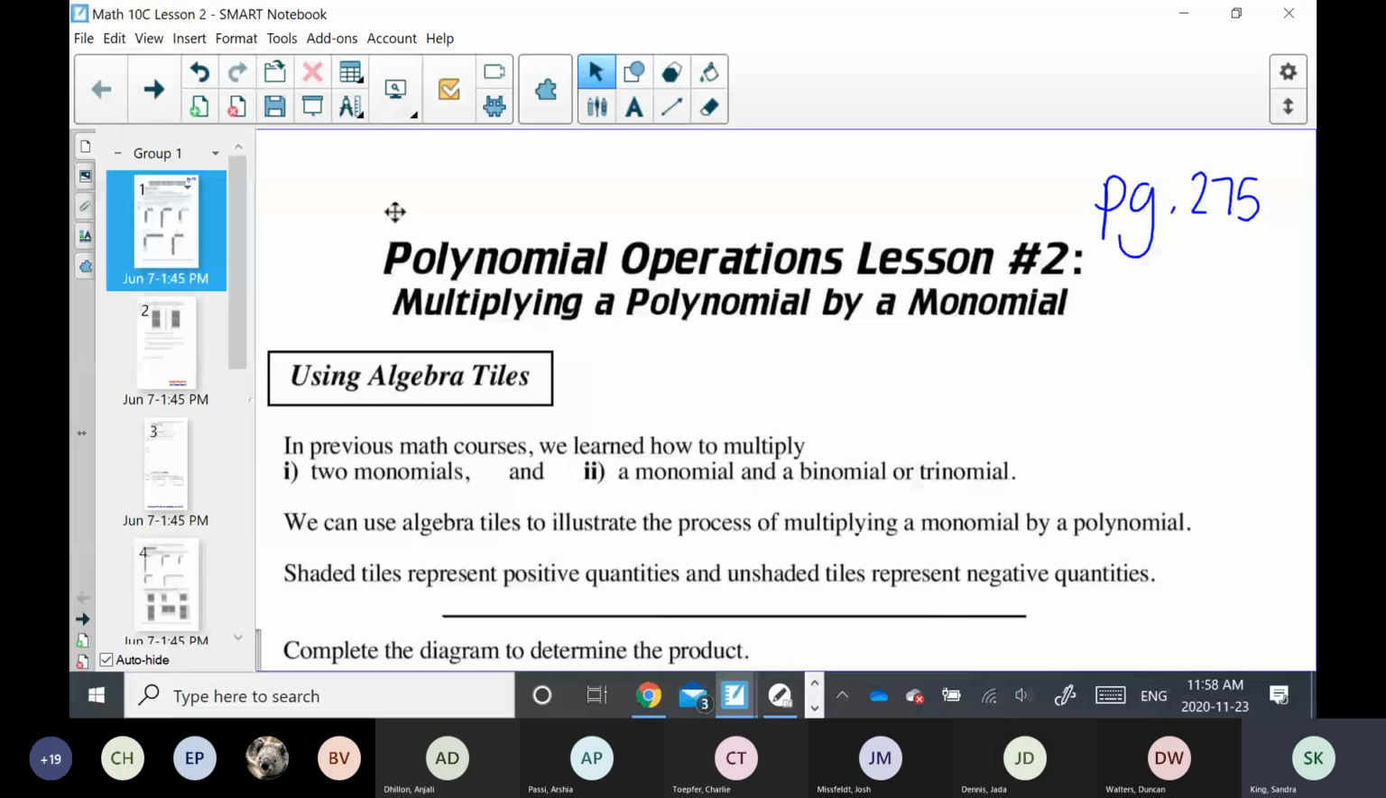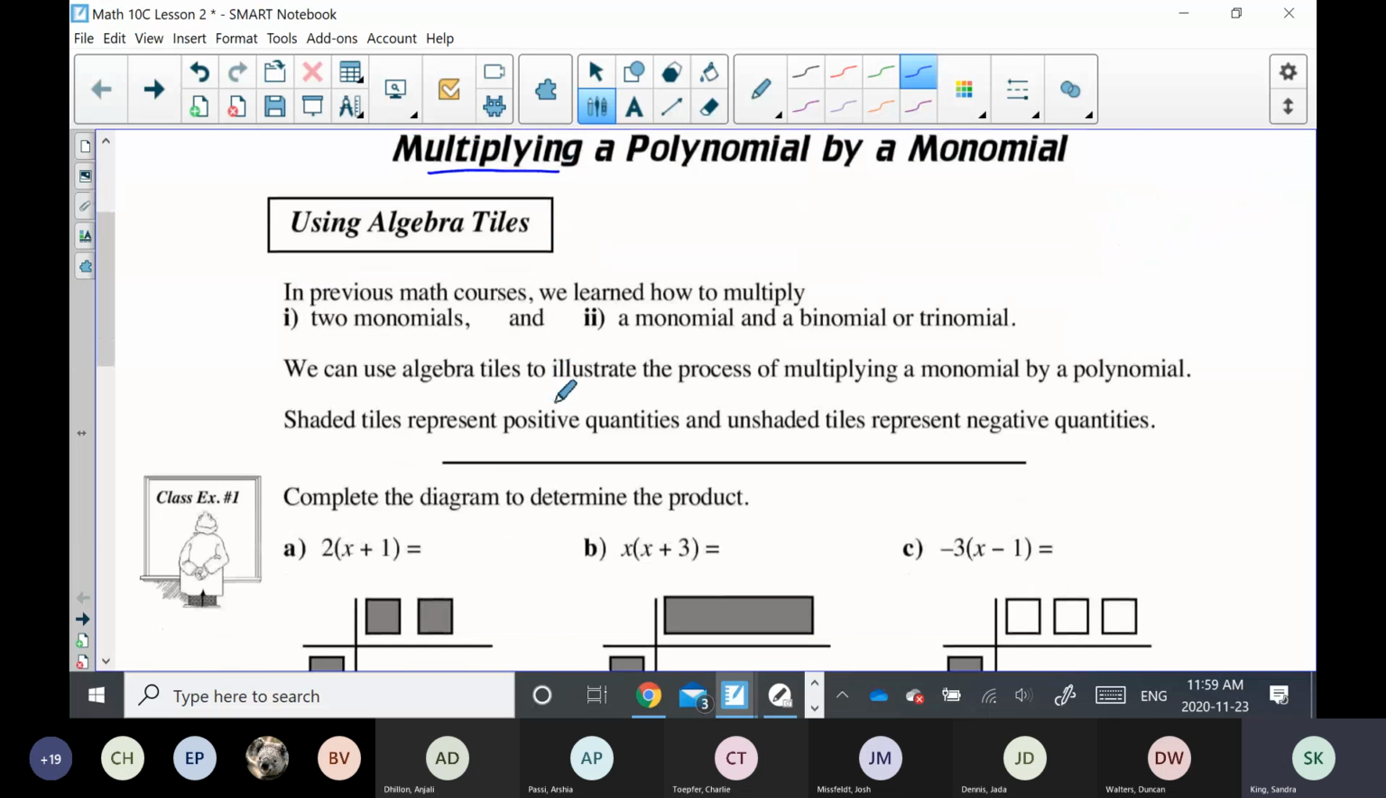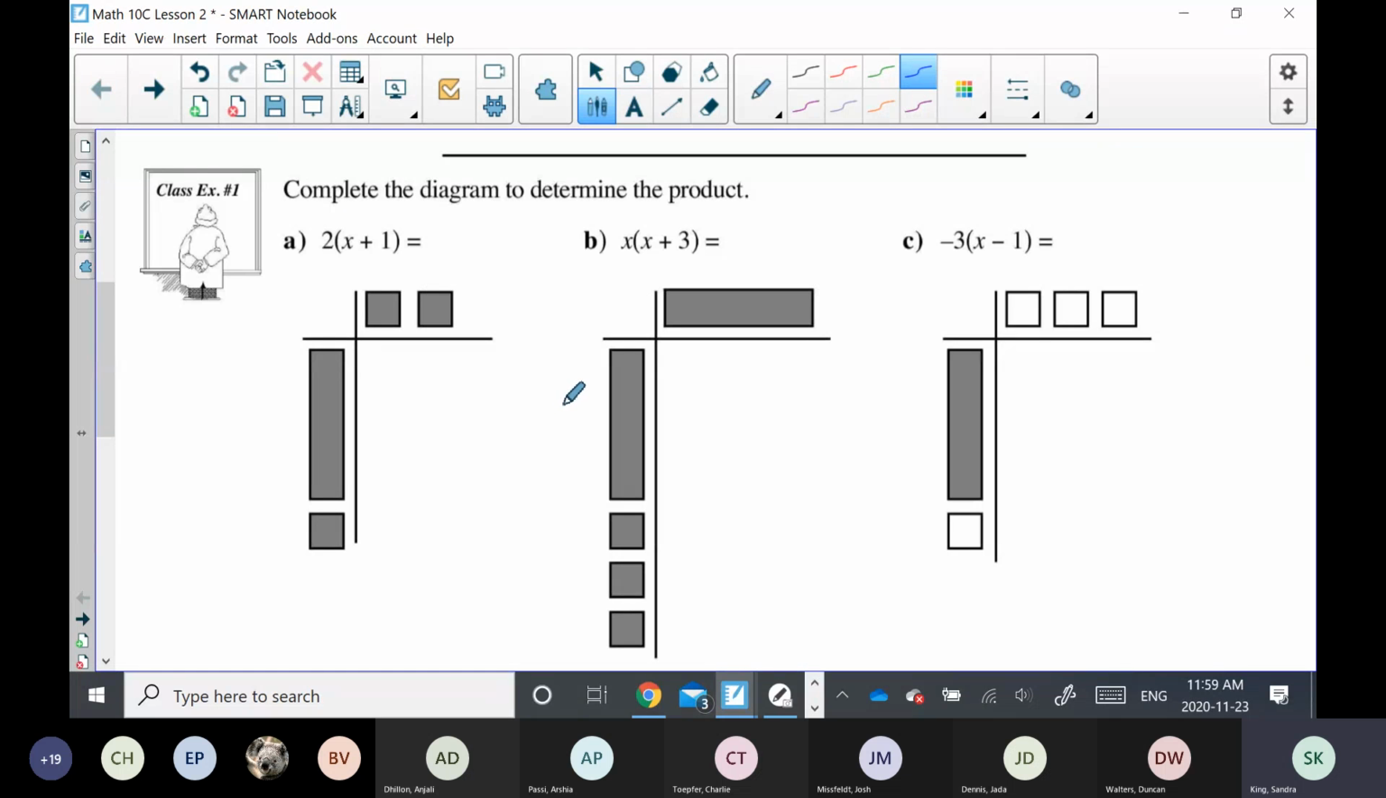Okay, so the first lesson that we're going to be doing is on page 275 of your student workbooks, and we're going to be multiplying polynomials. Lesson one, what we finished on Friday, was adding and subtracting polynomials, and all of the next lessons are going to be focused on multiplying them, okay? I'm going to show you how to multiply with algebra tiles. It's very easy if you can sort of figure this out.